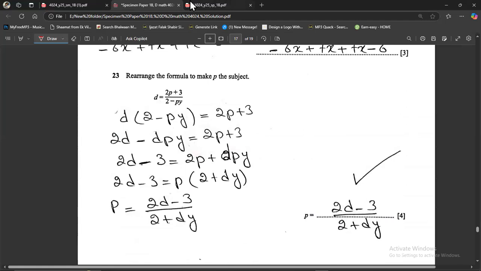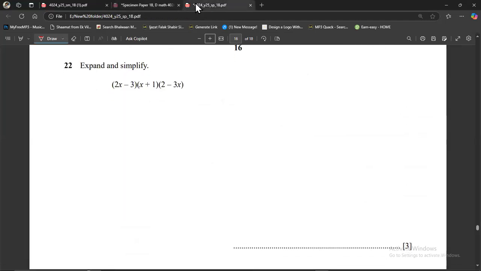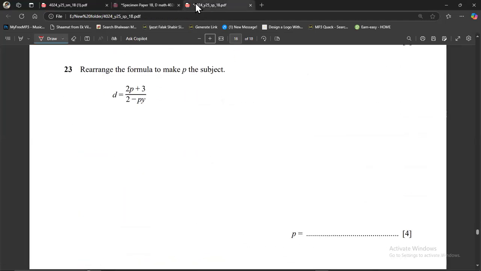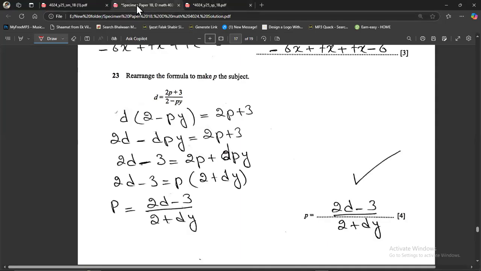Okay, so we are going to the next question, and the next question coming up on your screen is question number 23. It says rearrange the formula to make P the subject. So we want that P to be alone on one side of this equation, but the problem is that the P is in two terms.